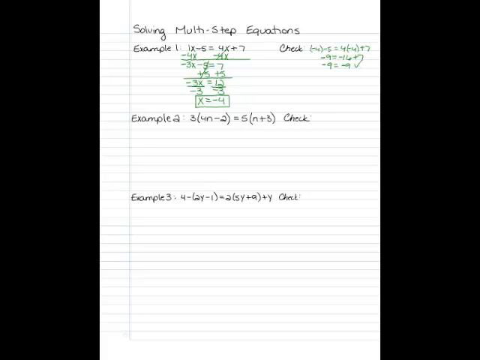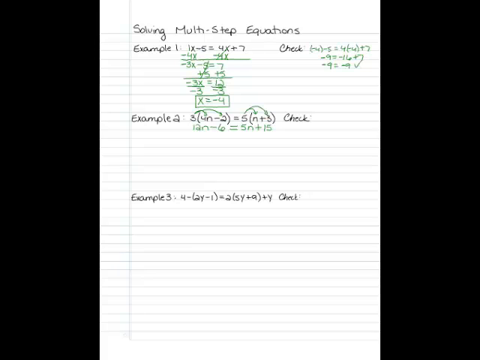Example 2, here we have some parentheses, and before we do anything else we need to remove those parentheses by applying the distributive property. I'm going to distribute the 3 into this set of parentheses. That'll give me 3 times 4n is 12n. 3 times the negative 2 is minus 6. Do the same thing on the right hand side. Distribute, in this case, the 5. 5 times n is 5n plus 5 times 3 is 15.